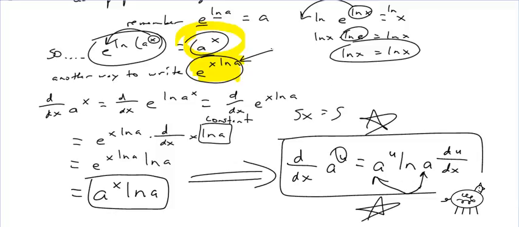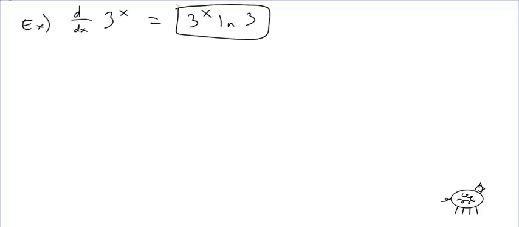So let's do an example here now. We have d by dx of 3 to the x. Okay, pretty easy. It's just 3 to the x. So it's like you're repeating it again, right? As a to the u, there's your a to the u again, times the natural log of the base. So ln of 3. That's it. Oh man, that was really nice.